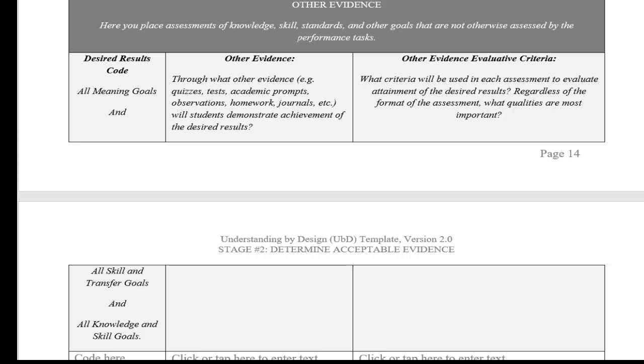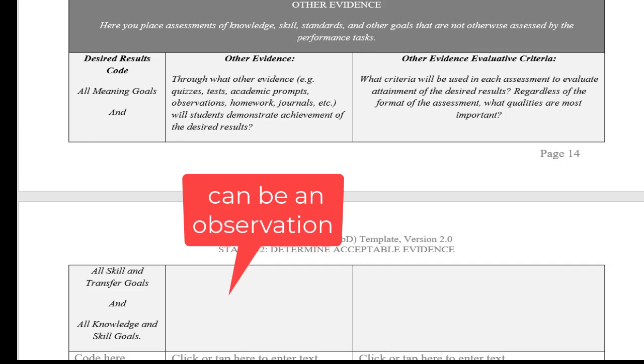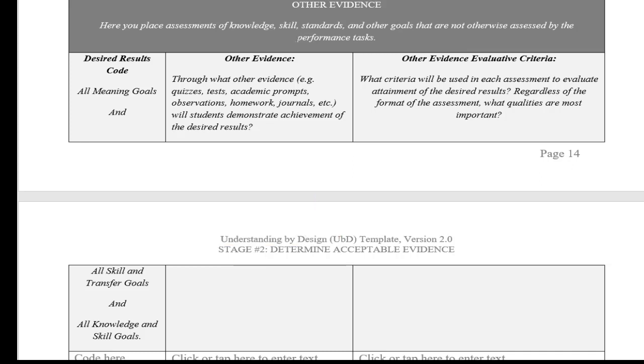So this other evidence is going to be anything else that you gather throughout your unit, or however long you're using the template for. So are you using any quizzes, tests, prompts, even observations or homework, to understand the students, understand the meaning goals, skill, transfer goals, or any knowledge or skill goals? For example, skill goals are a lot of observation based. If it is a skill where they can log on and create a Google Doc, you might be able to observe them logging on and creating a Google Doc, and that would be something that you would just notice and not necessarily have to assess with a rubric.